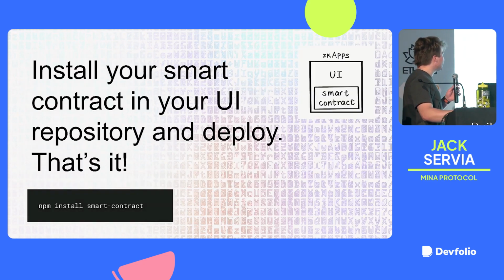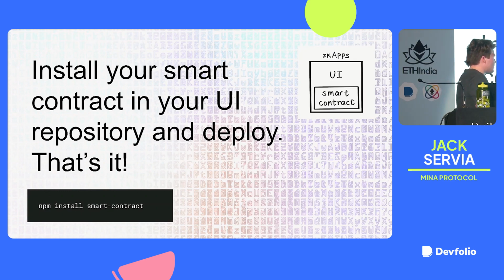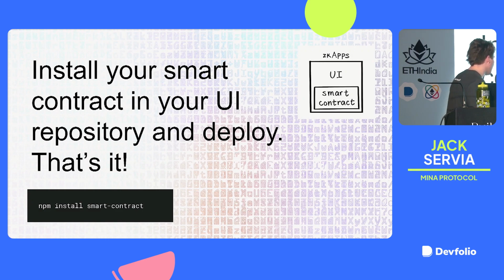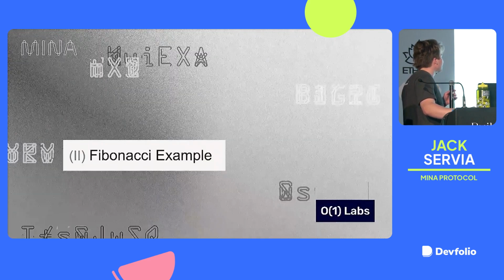Okay, how do zkApps work? So you install your smart contract in your UI repository, and then you deploy it, and that's all. It's just TypeScript, so you can publish it however you want on GitHub or using NPM, and then you can just install it exactly as you would any other dependency. The smart contract is really just a dependency of your front end in this case. And you call it just like you would any other library.